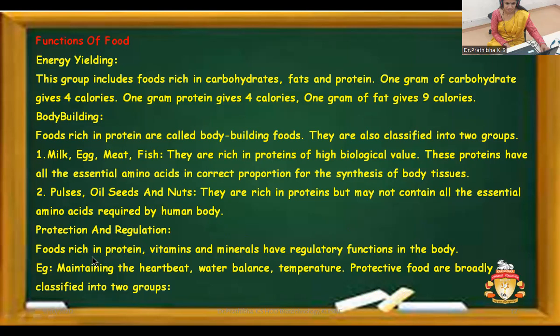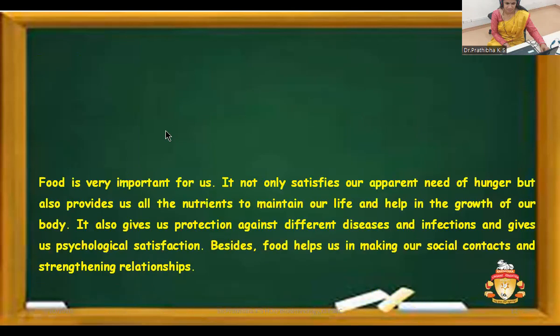Then protection and regulation. Food rich in protein, vitamins, minerals have regulatory functions in the body, for example, maintaining the heartbeat, water balance, temperature. Protective foods are broadly classified into two groups again. If you feel it is very difficult in the previous one, you can take this point also: write about what is food, and also talk here in the functions of food about psychological, physiological, and social aspects of the food, so that you can cover the functions of food.